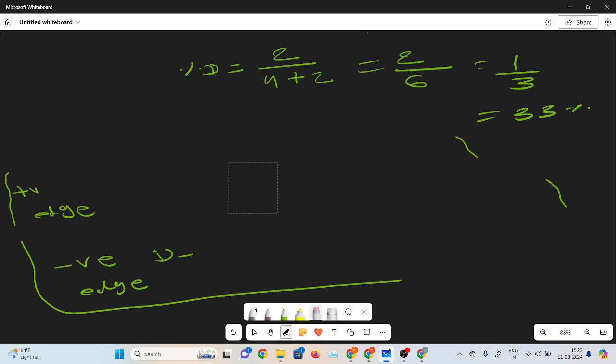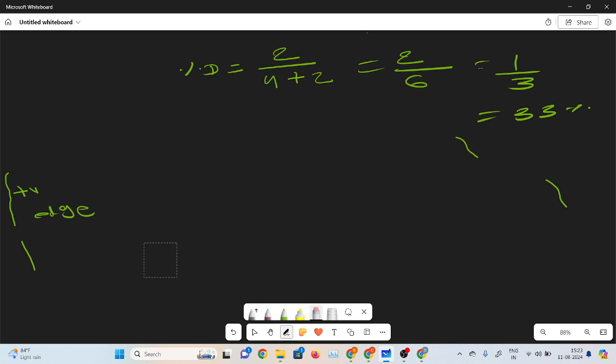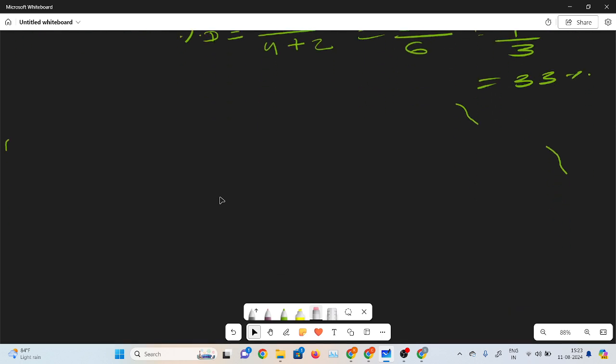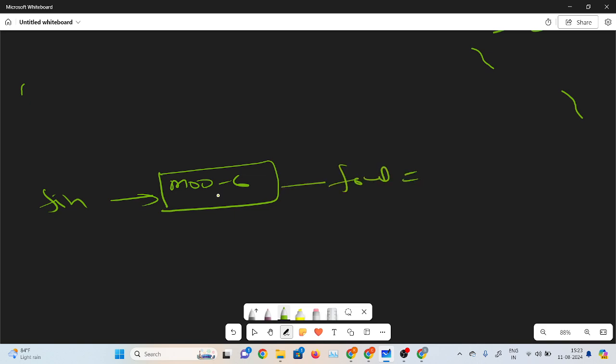So here our question is to design the F/6 circuit with 50% duty cycle, but here I designed the F/6 circuit with 33% duty cycle. How will I change it? We will add an extra positive edge trigger D flip flop. The circuit looks like this: this is the mode 6 circuit, and this is the input frequency. F out I designed as F in divided by 6 with 33% duty cycle, 2 by 6.